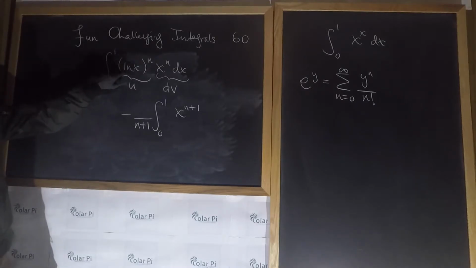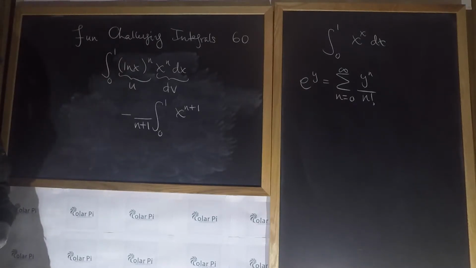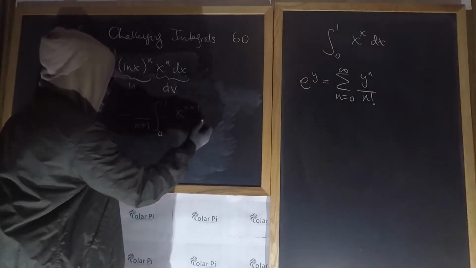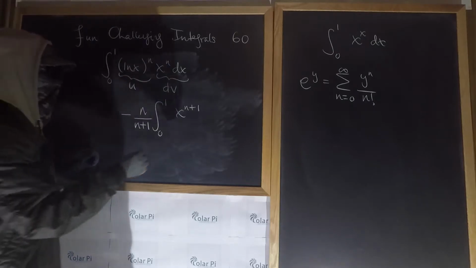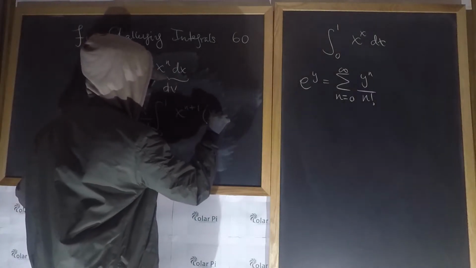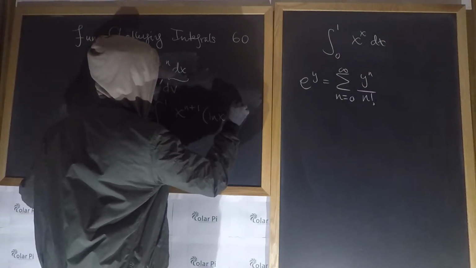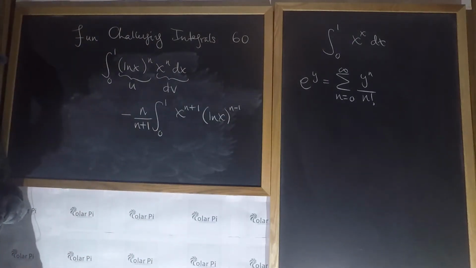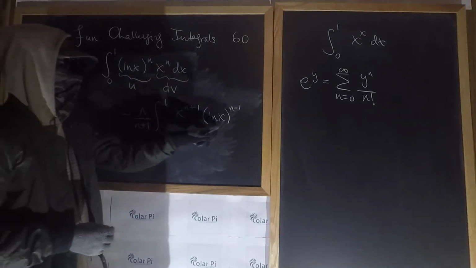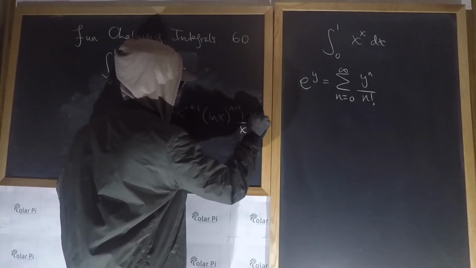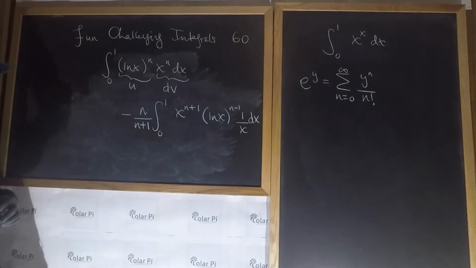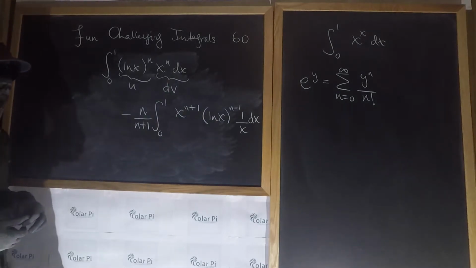U, remember, is the natural log of x to the power n. So du is going to start with an n, but I left space here for the n, and then times natural log of x to the power n minus 1, and then by chain rule the derivative of the natural log of x, which is 1 over x, and of course dx. Right? Okay, now we can clean this up a little bit.